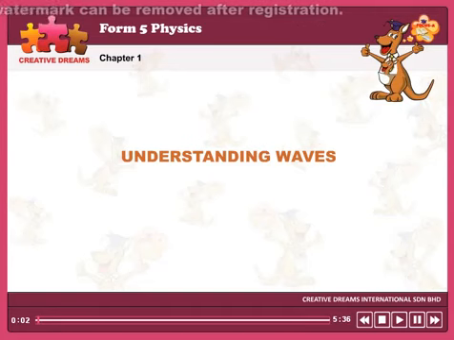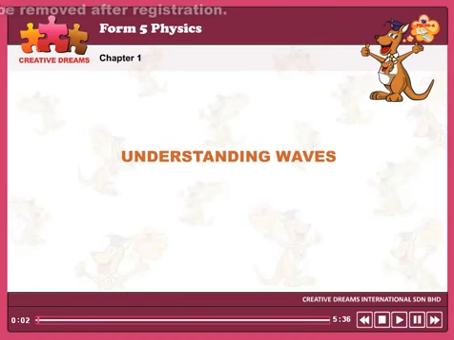There are two types of wave: transverse wave and longitudinal wave. A transverse wave is a wave in which the vibration of the particles is perpendicular to the direction of the propagation of the wave. Examples of a transverse wave: water wave, light wave, and electromagnetic wave.